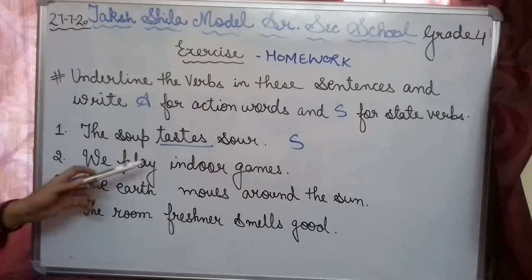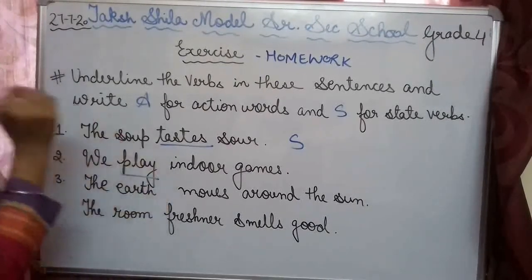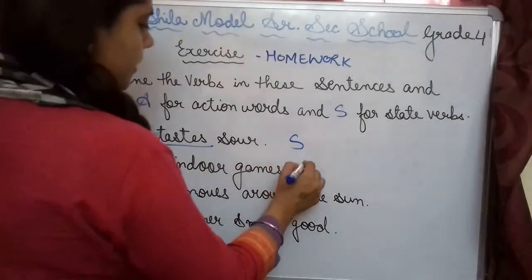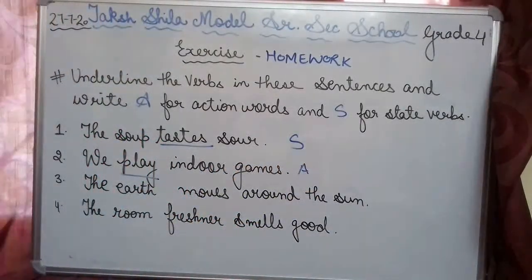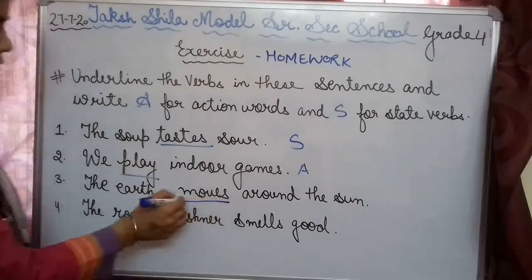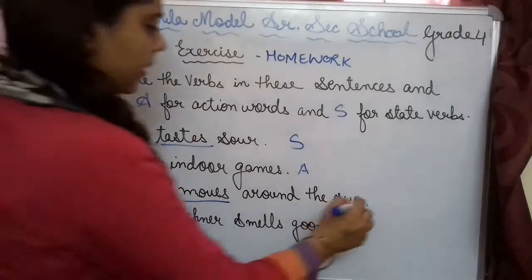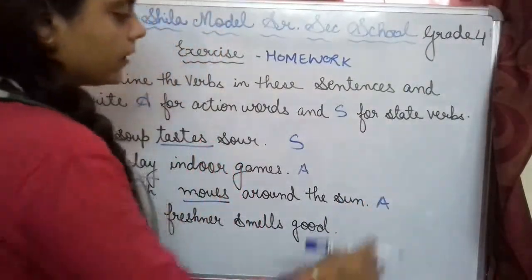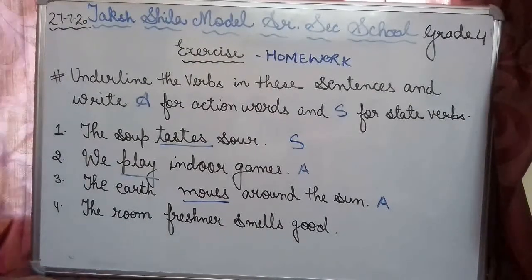Next, we play indoor games. What is the verb in this? Play. So what is it? It is action, right? Next, the earth moves around the sun. What is the verb? Moves. And whether it is a state verb or an action verb? Action. Moving on action is right. Moving on क्या होता है? Action होता है.